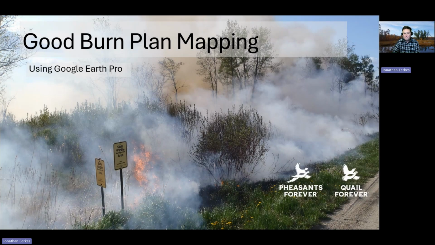Greetings, everyone. In this video, we'll be talking about how to craft good maps for a burn plan. Now, no matter what program a person uses for creating a map, the principles of what makes a good map remain the same. All the maps I used for this demonstration were made using Google Earth Pro, a free program. If you would like a tutorial on that program, please watch the video I made that is dedicated to the topic.